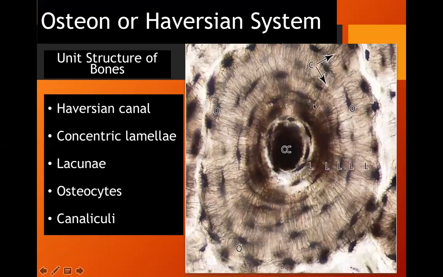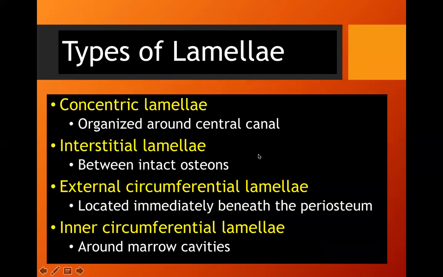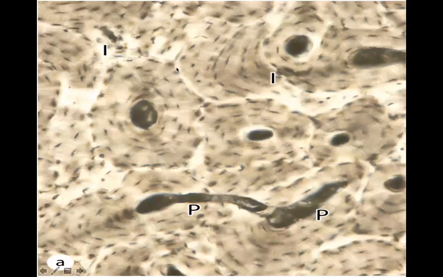All right, in the previous picture, we talked about the concentric lamellae. In this slide, we'll be talking about the rest of the lamellae. As mentioned a while ago, if the lamellae are organized around the central canal, they are called concentric lamellae. But what if your lamellae are found between intact osteons? Let's go back to this picture. This is one osteon.